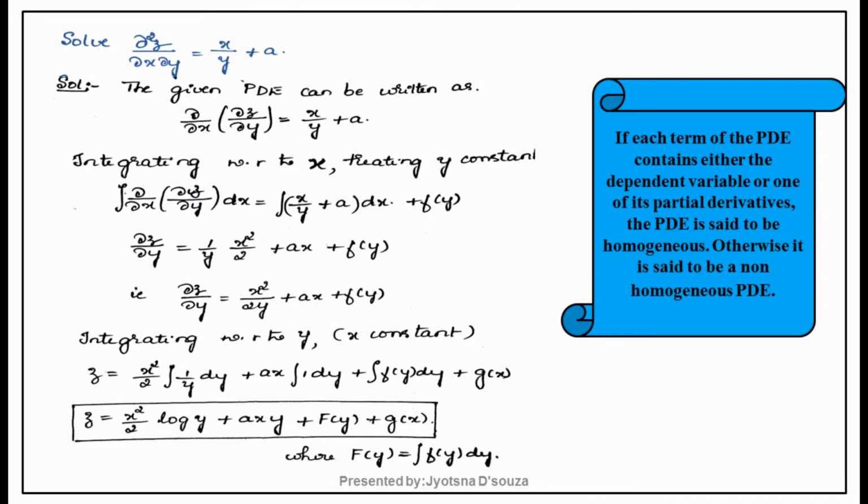So the given PDE can also be written as ∂/∂x of (∂z/∂y). That is, this is nothing but the second order derivative, ∂²z, differentiated once with respect to y, and the second time with respect to x. So just splitting and writing that as ∂/∂x (∂z/∂y), which is equal to x/y + a.